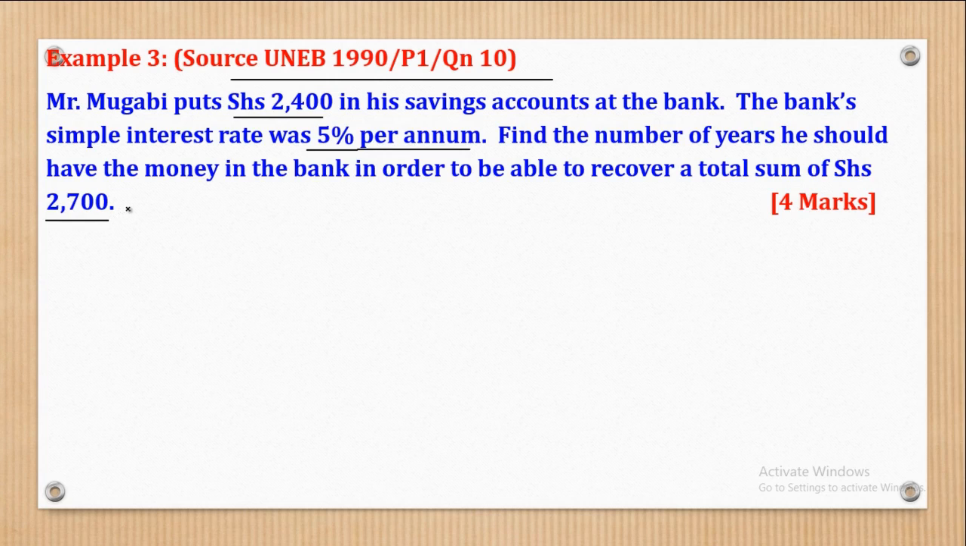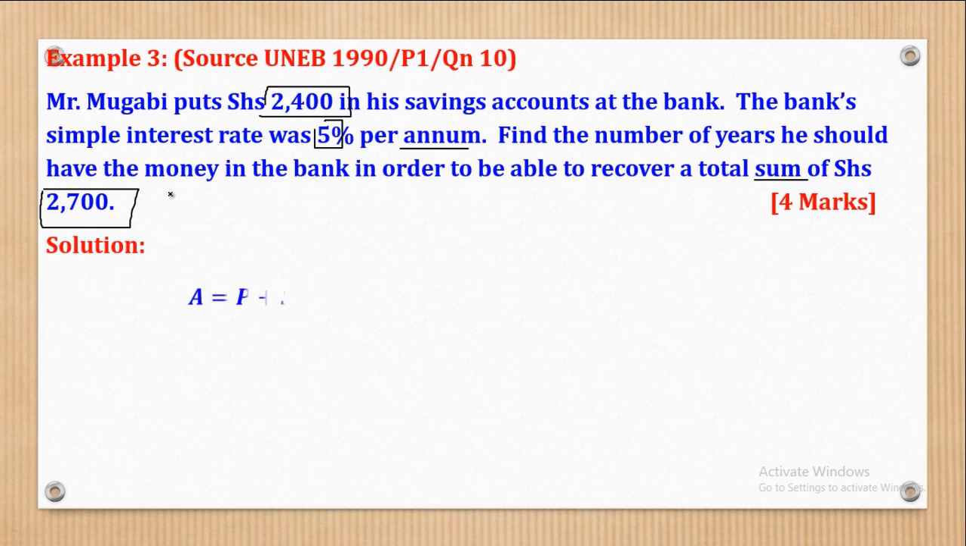2,700 shillings. So now in this case, this 2,400 is our principal, this 5 is our rate because it's already per annum, which is okay. Then this 2,700 is our amount because it is the sum that he has to recover at the end of the certain time. But what we don't know is our time. So what we are going to do, we are going to still quote the formula for simple interest, substitute what is given, and then look for the unknown.